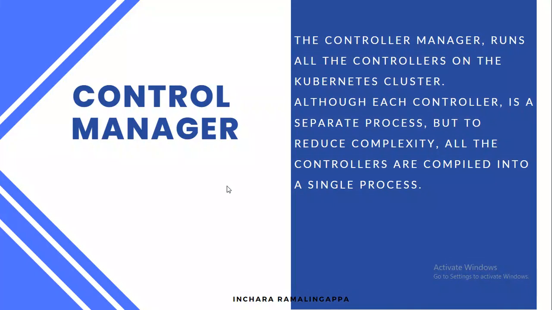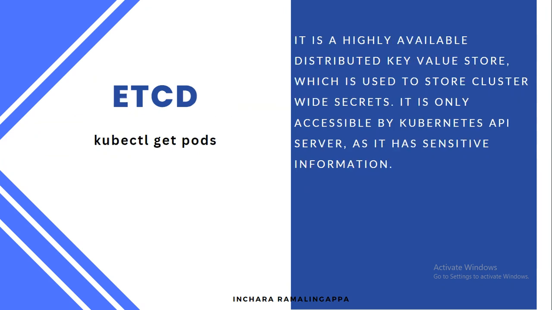And next we have the control manager. The control manager runs all the controllers on the Kubernetes cluster. Although each controller is a separate process, to reduce the complexity, all the controllers are compiled into a single process. What does the control manager do? It is responsible for high availability. If one of my containers goes down, the control manager will help with self healing. Taking care of high availability is the main task of the control manager.